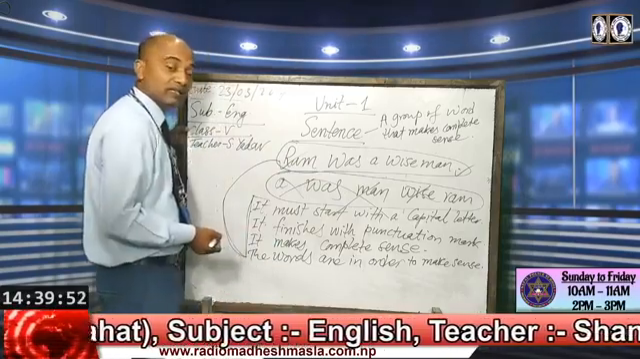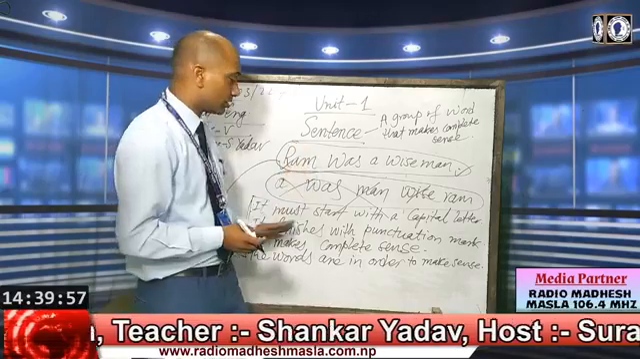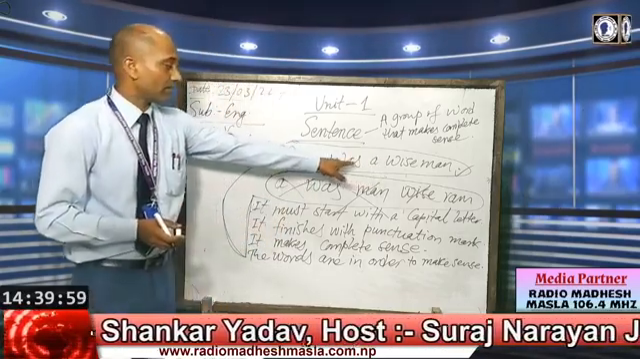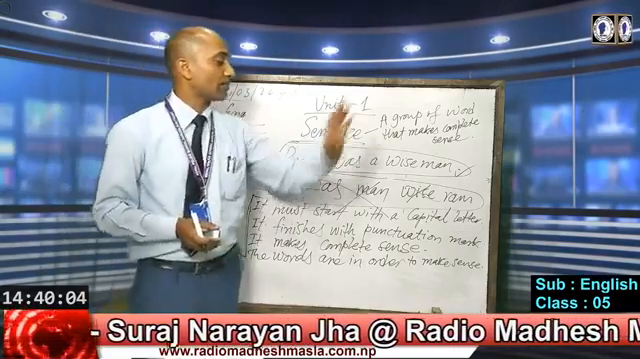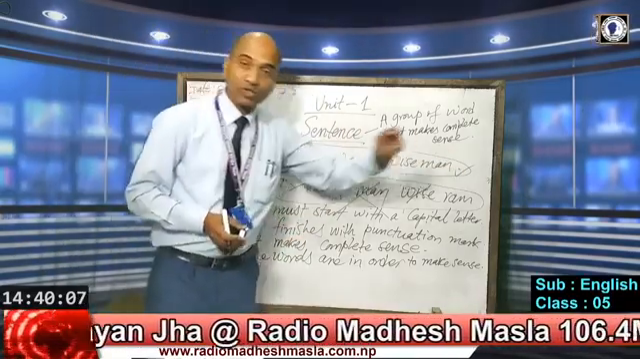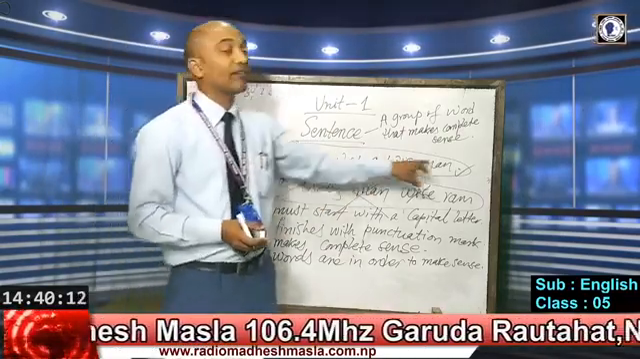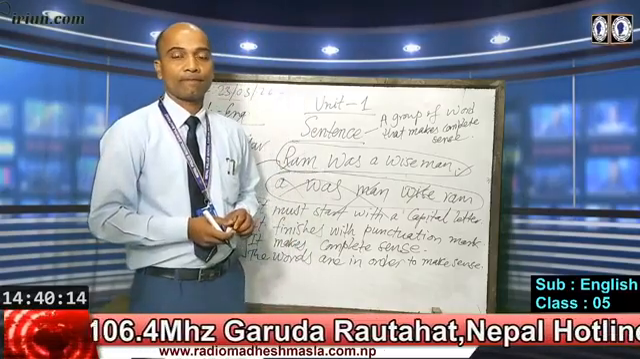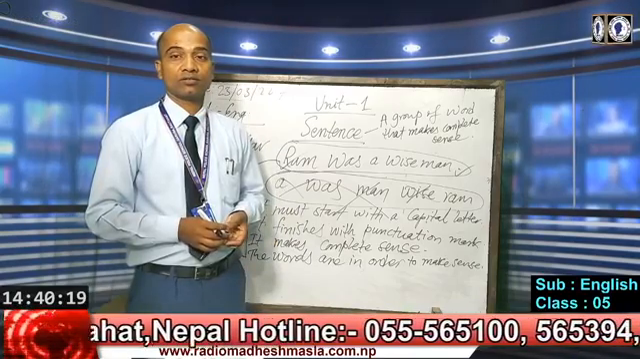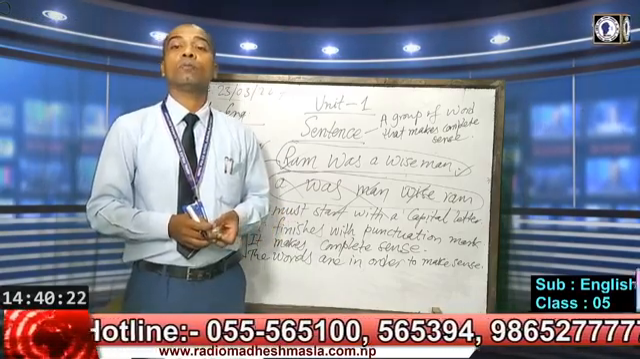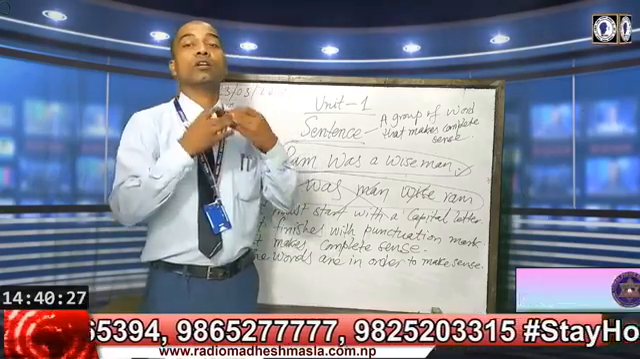The above one is a sentence. Ram was a wise man is a sentence because this group of words has the following qualities. It starts with a capital letter. It finishes with a punctuation mark. It makes complete sense. The words are in order. So these are the qualities of a sentence. So in short, a sentence means a group of words that makes complete sense, that gives a complete meaning.